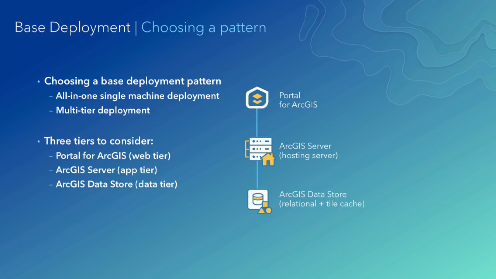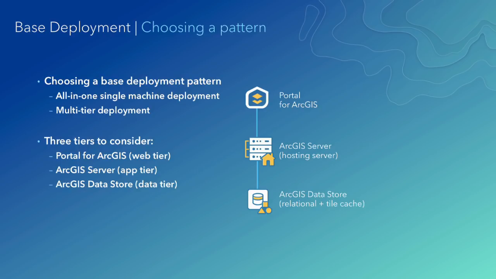So let's take these 3 tiers in order. You can think of Portal for ArcGIS as being your web tier, ArcGIS Server being your app tier, that's the back-end processing where stuff happens, and then ArcGIS Data Store is your data tier. That's where data ultimately gets stored. So let's take those one by one.